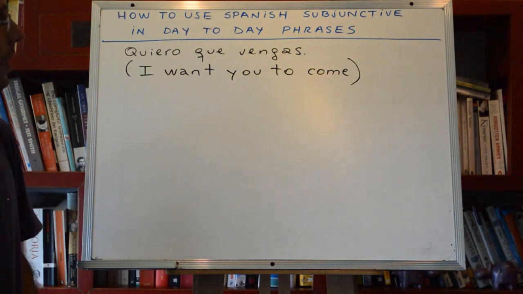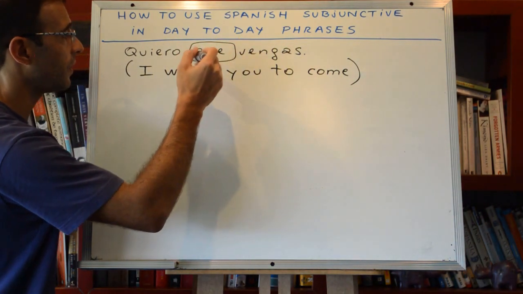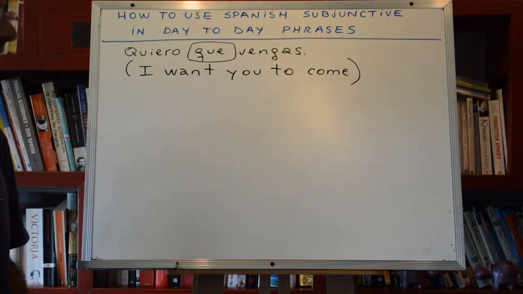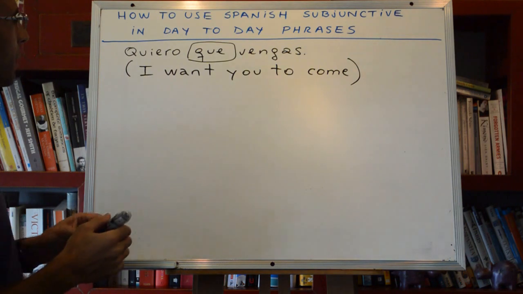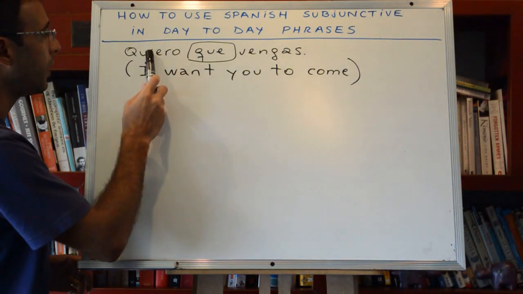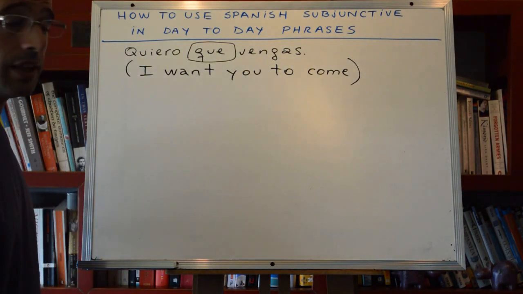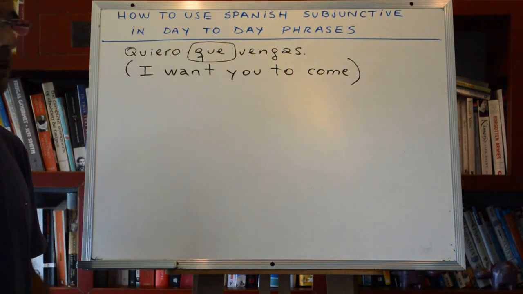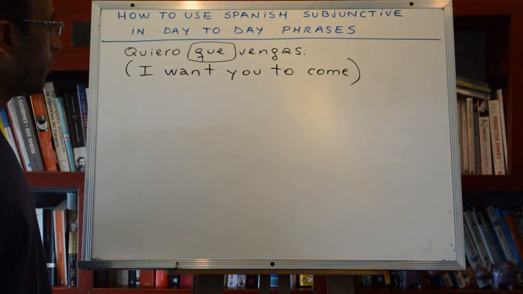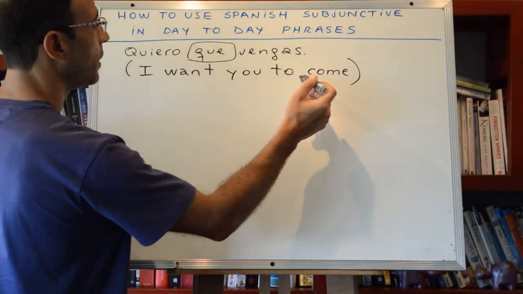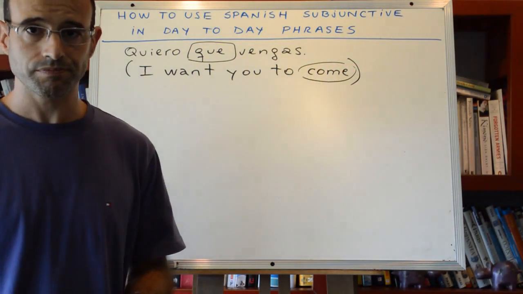means to want, but we use it together with this little word que, that means that. So literally, word by word, this will translate like I want that you come. I want that you come. Only that in English this would be awkward, so we say I want you to come, right? So in English we just use the verb to come in present tense, right?